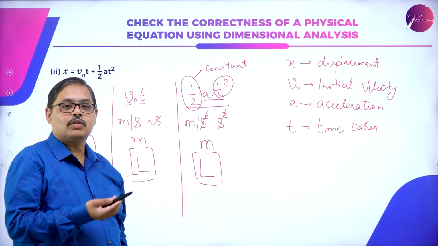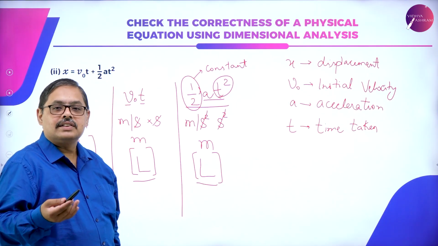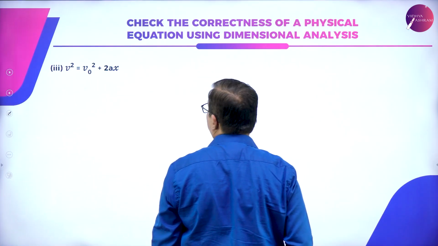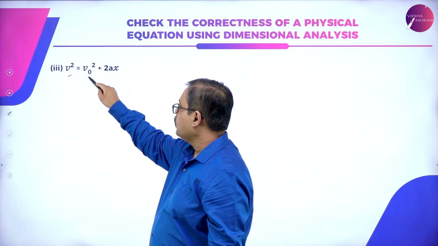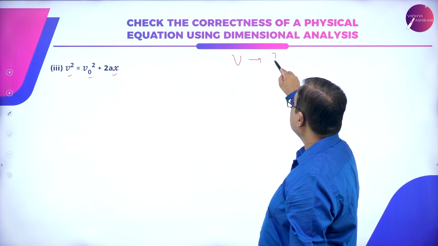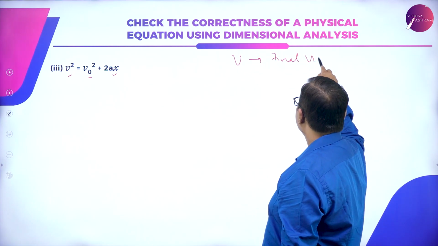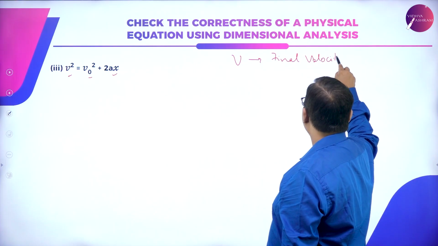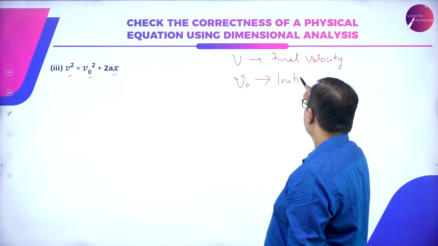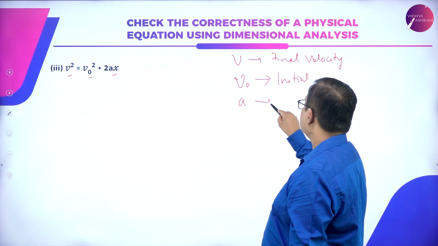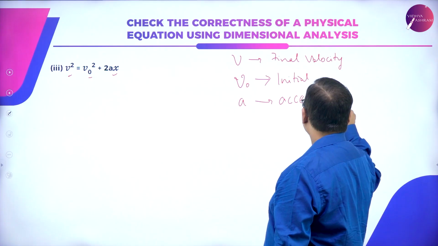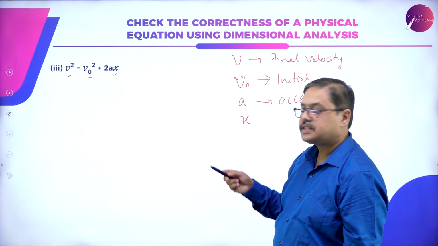Once we have proved two equations of motion, let us also try the third equation of motion and check if it is dimensionally correct. The third equation of motion says that v square is equal to v naught square plus 2ax, where v is the final velocity, v naught is the initial velocity, a is the acceleration, and t was the time taken. Here x is the displacement.